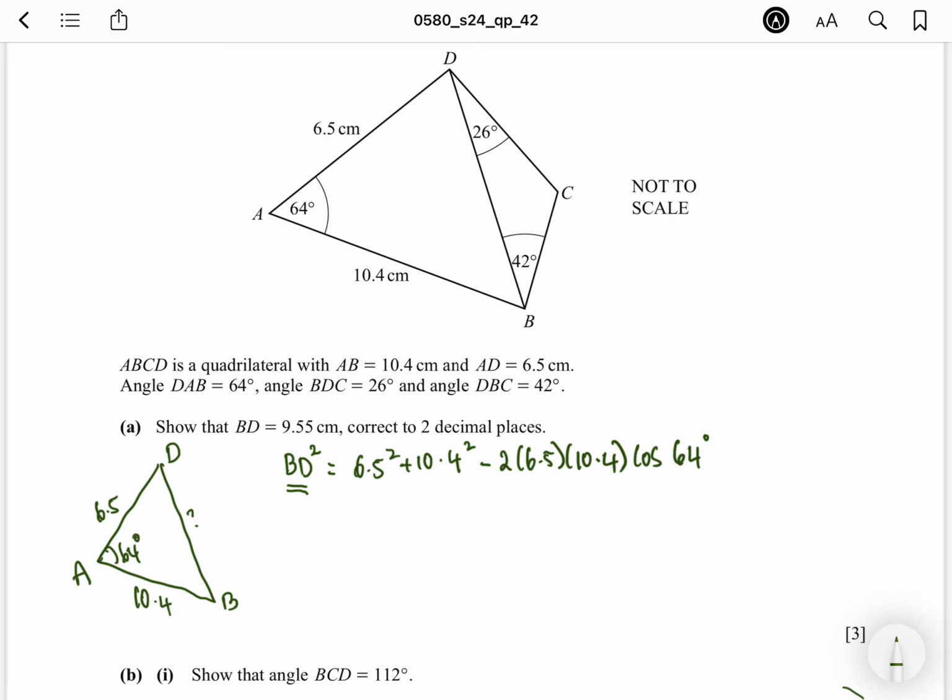That's how you can make sure that your substitution of values is correct. Okay? So the side being found and the angle in the formula should be corresponding. If BD is being found, the angle at A must be put in the formula. If side AD is being found, then the angle used is angle B. Not just any value that happens to be there. It needs to be purposeful and in the right place. Okay, so that's 1 mark.